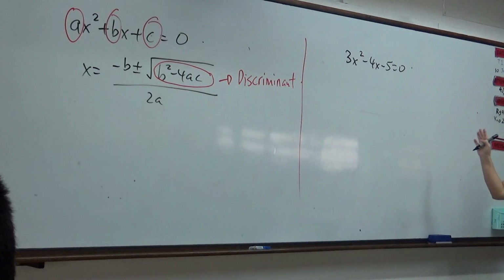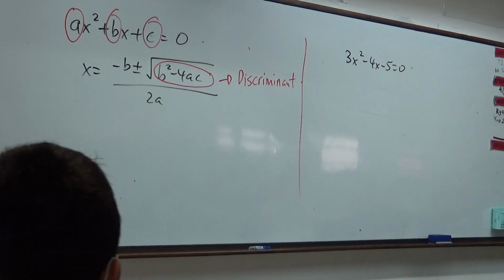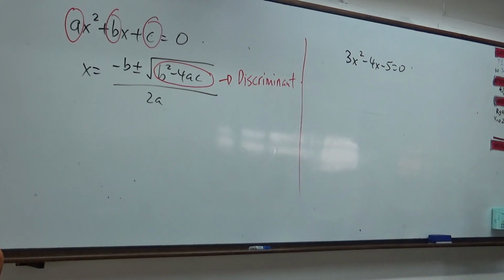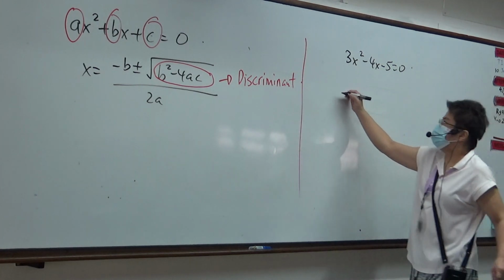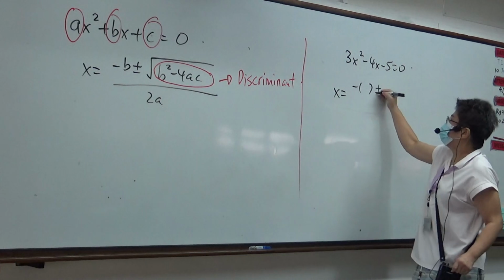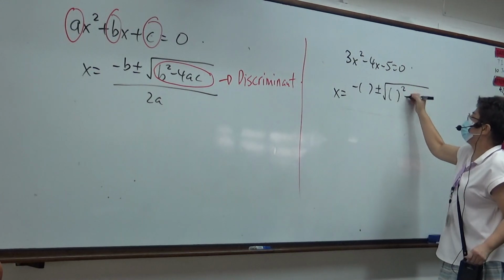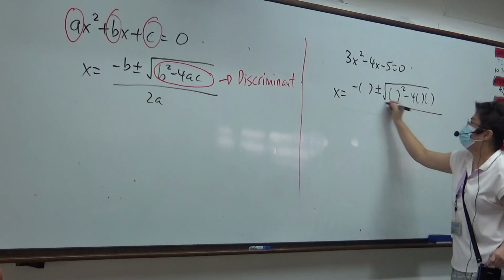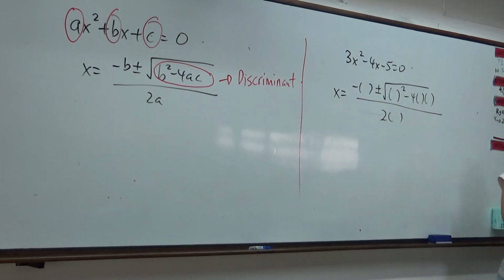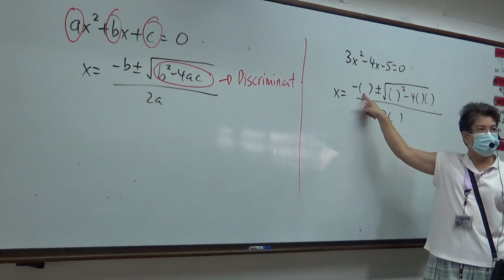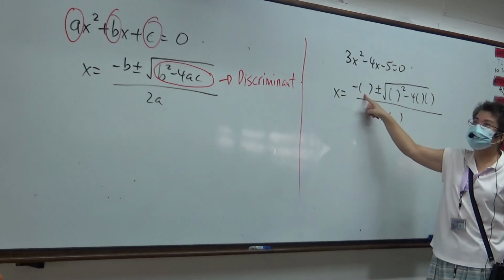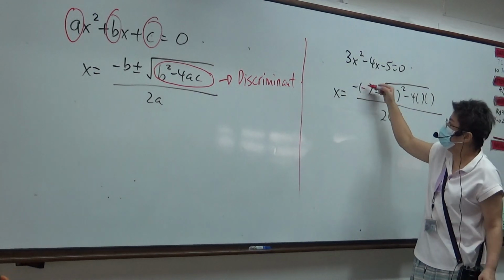Now, what is my a? Focus. 3. What's my b? Negative 4. What's my c? Negative 5. So, x will be minus b plus minus square root of b squared take away 4ac over 2a, right? Okay? You must be okay, huh? Minus b. So, what do I write here? Minus b. So, negative 4.